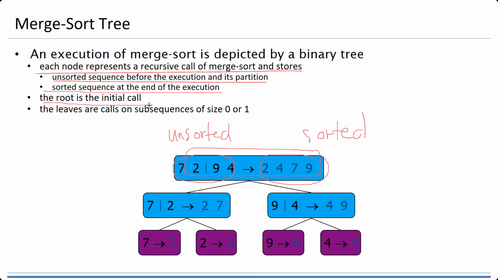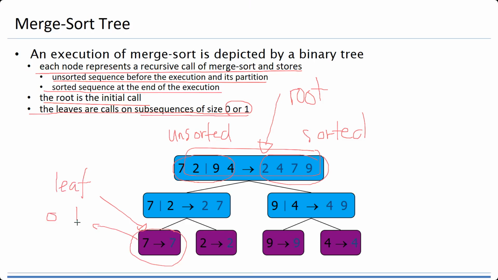The root is the initial call. So this is the root, this is the initial call. And the leaves are calls on the subsequence of size 0 or 1. So the leaf here, we call this the leaf. This is a subsequence of size 0. The size here is 0 or 1. If it is 1, then finish. Or if it is 0, then finish. Okay, so we want to know if the size is 0 or 1.